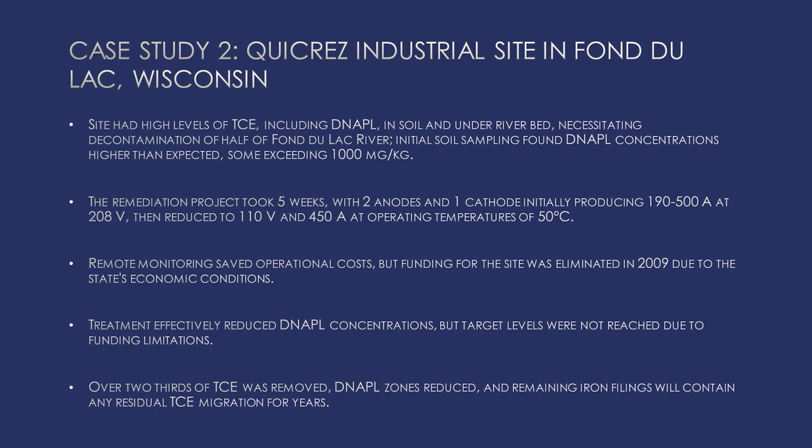Initial soil sampling revealed substantial DNAPL concentrations higher than estimated during the design phase, with some areas exceeding 1,000 milligrams per kilogram. The remediation project started with 2 anodes and 1 cathode, and the installations took 3 weeks. The electrical and recycling plumbing took an additional 2 weeks to complete. The system was initially exposed to 208 volts and produced a DC output of approximately 190 to 500 amperes.